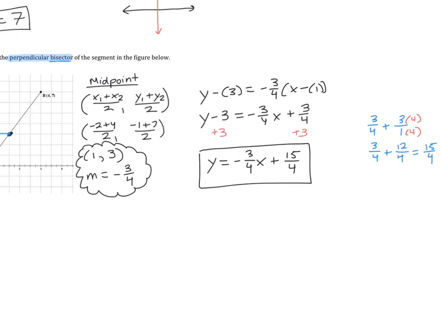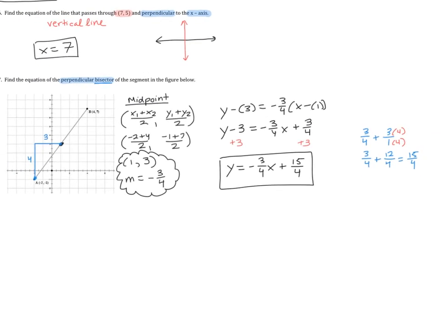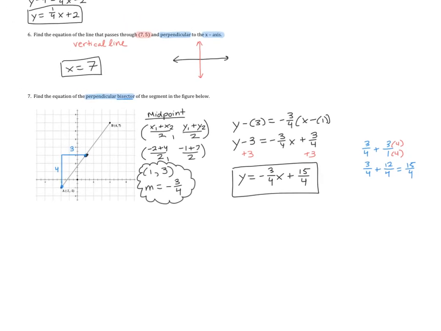And there you have it. So again, this one is a little bit trickier because you have to figure out the midpoint so you know which point it goes through, and we have an equation with some fractions. But I think if you show out all your steps, you should be fine.